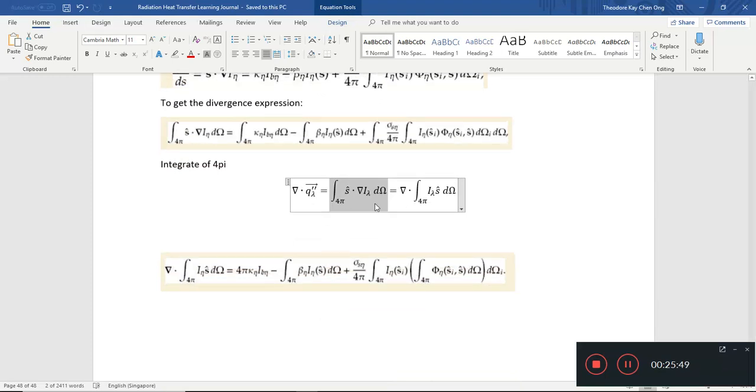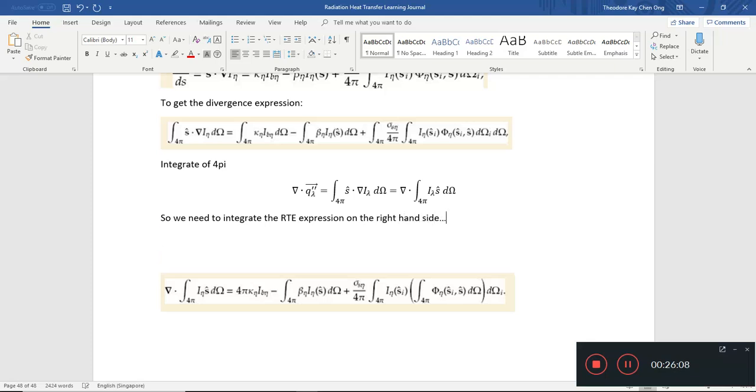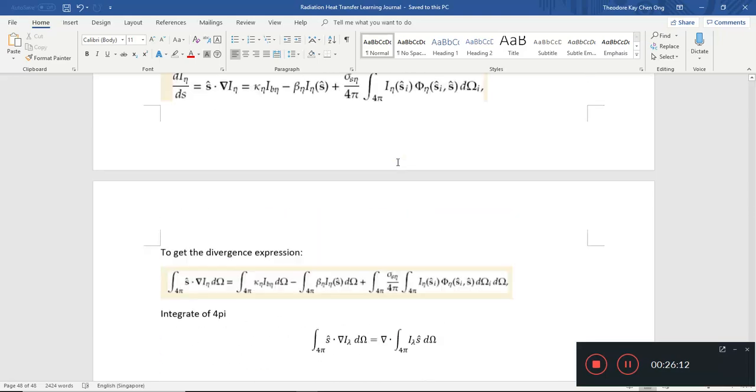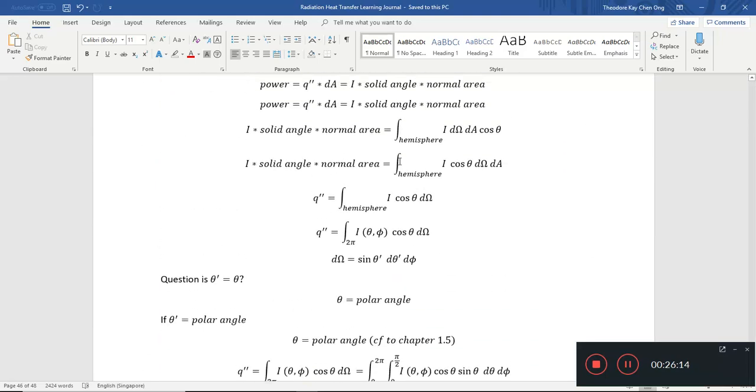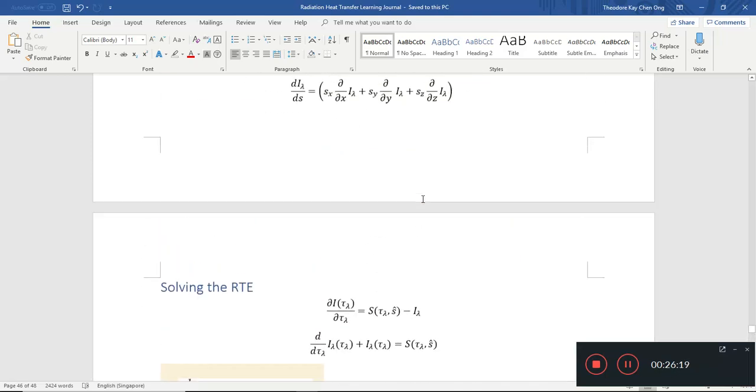So how do we get this is by integrating all the expression on the right hand side. So we need to integrate the RTE expression on the right hand side. Okay, so what's our original radiation transport equation? That is over here, many moons back.